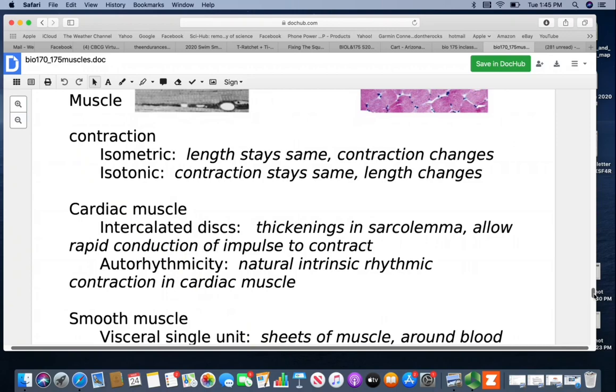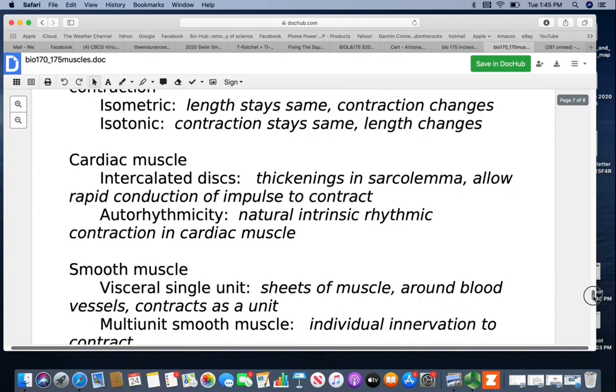With isotonic, the contraction force stays the same, but the length changes. This would be more like using a pulley system. If you're using the pulley overhead, it's going to take the same amount of force as if you're using the pulley down lower. You've just changed the length of the muscle for your arms to be in a different position.